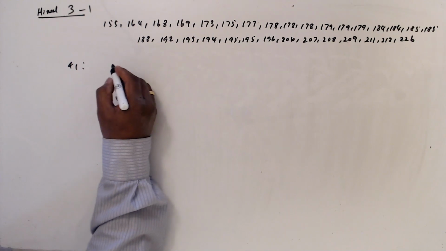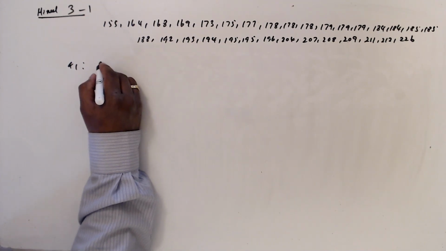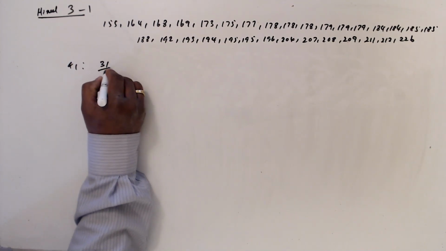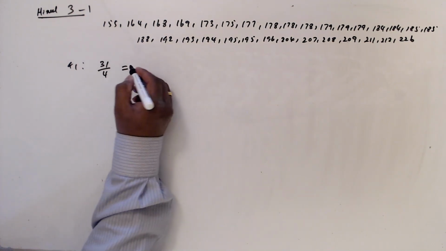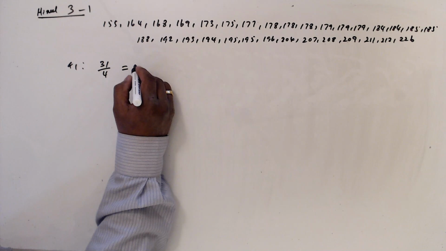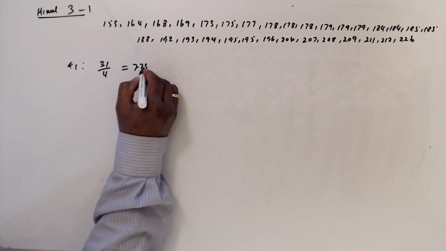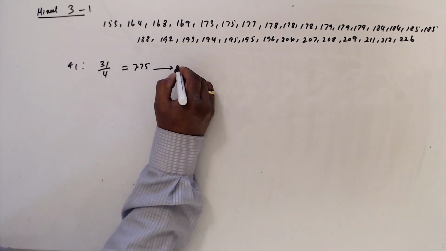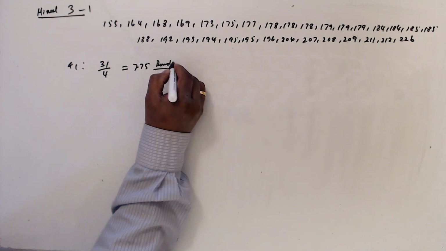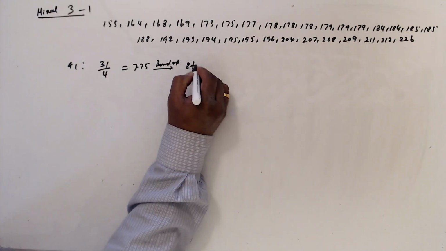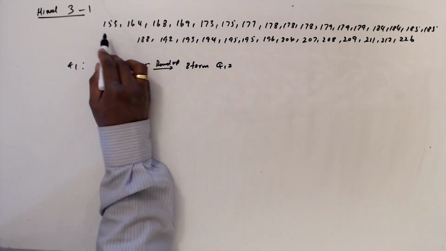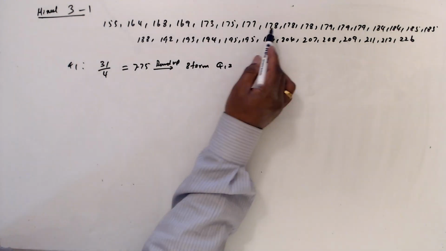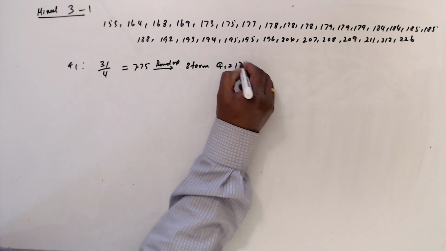For Q1, there are 31 data values. So 31 divided by 4 is 7.75, which means round up. So it is the 8th term. Counting 2, 3, 4, 5, 6, 7, 8, the 8th term is 178.